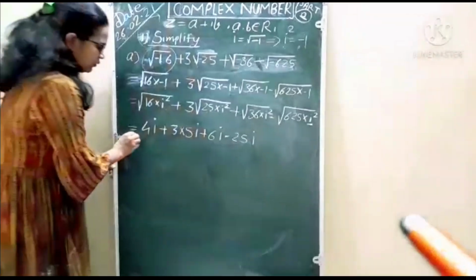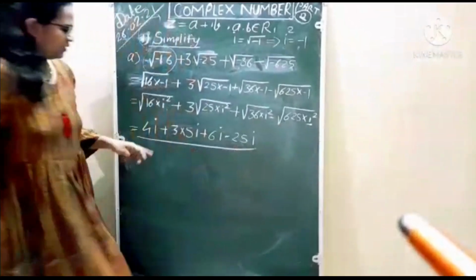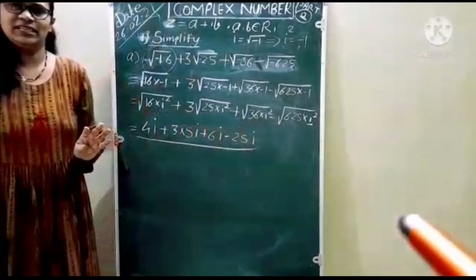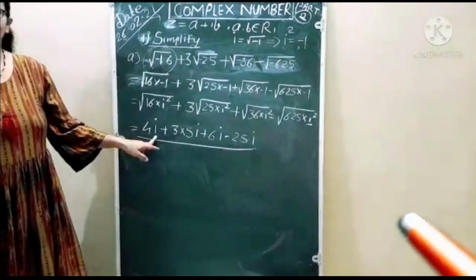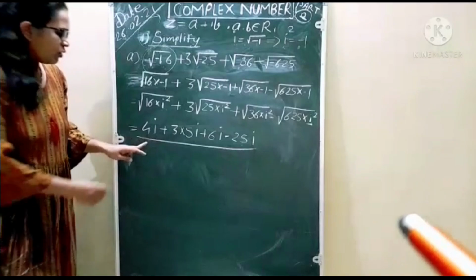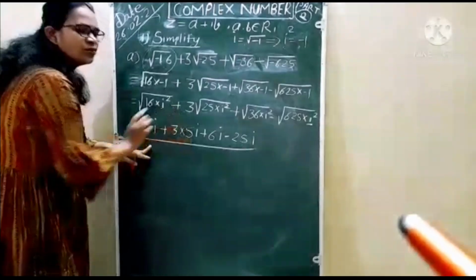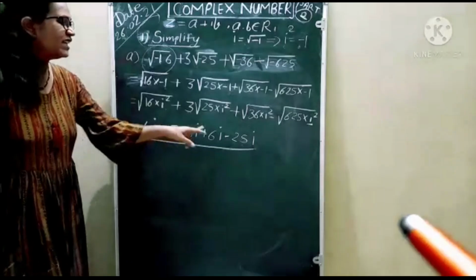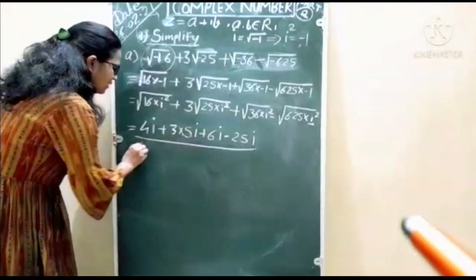Okay, now see all the terms we have written in the form of i, that means the imaginary number. So only these terms, that 3 into 5i. So how do we multiply this? 5 into 3, 15, 15i. So again we have to simplify.